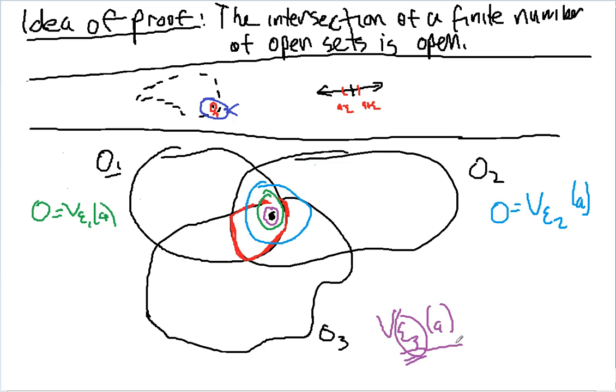Epsilon 3 works. Epsilon 3 shows both A belongs to O3 and A belongs to O1 intersect O2 intersect O3. That's the idea, is that they have to be concentric, and the smallest one is going to show that A is in the intersection.